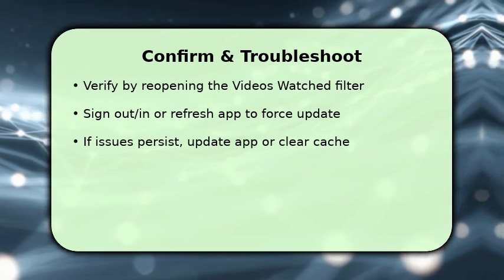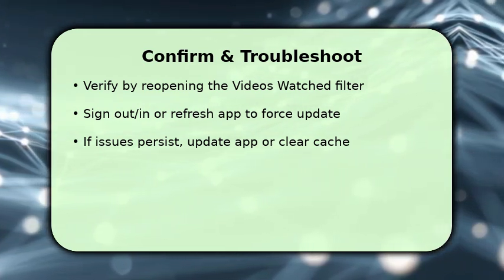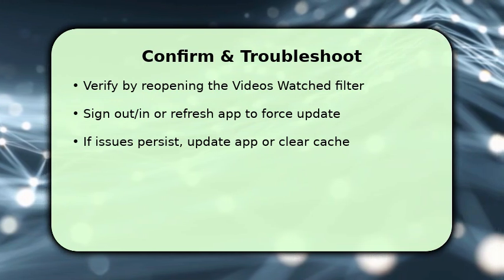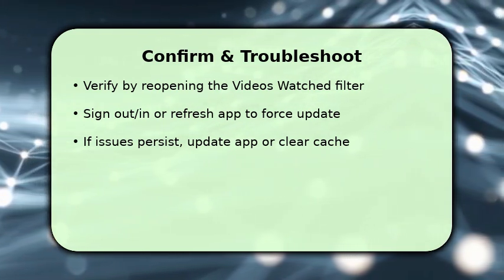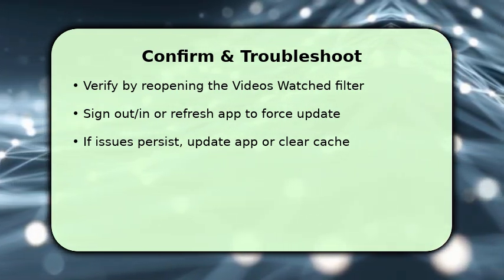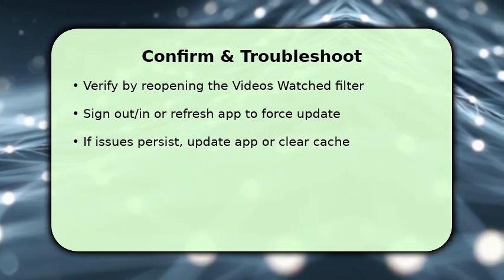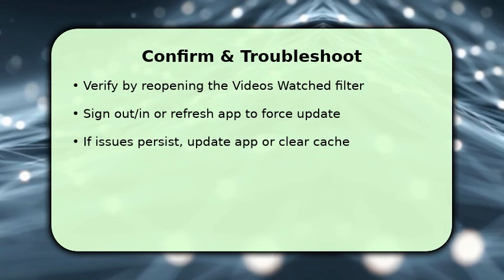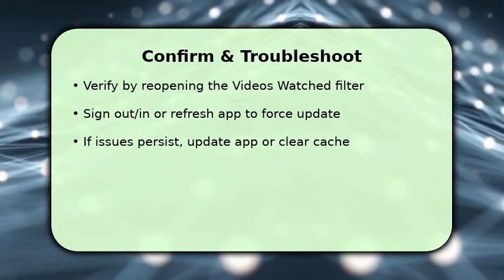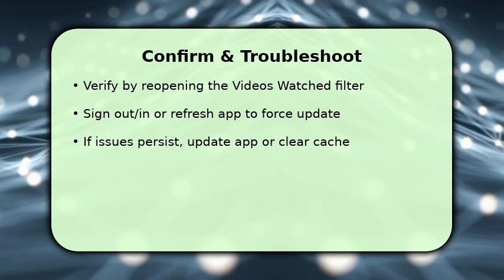If the list still shows entries, sign out and sign back in or force close and refresh the app to force synchronization. If that fails, make sure the Facebook app is updated and clear app cache or repeat on desktop. Troubleshooting with an updated app or desktop browser usually resolves visibility problems and completes the clear history process.